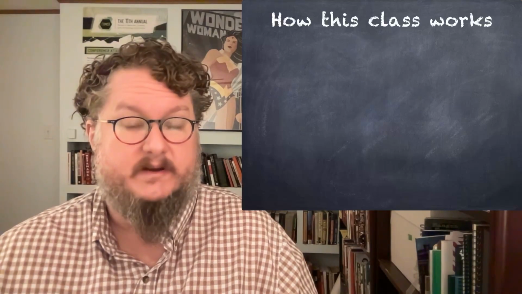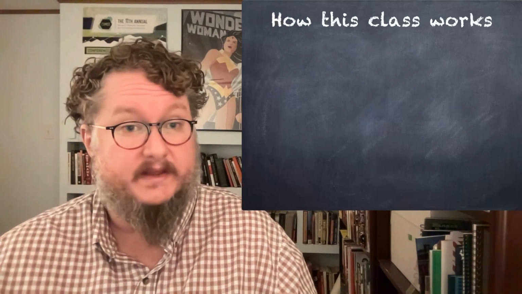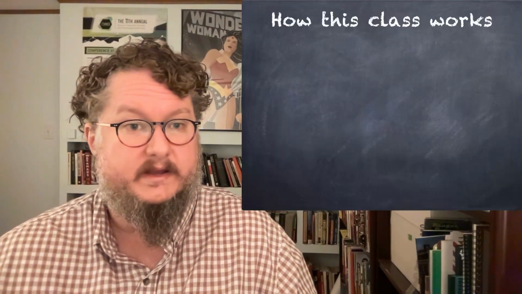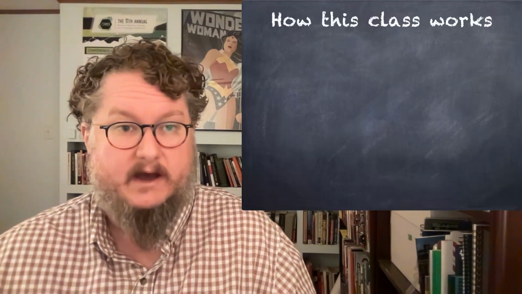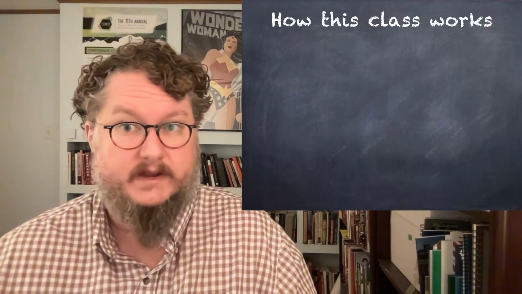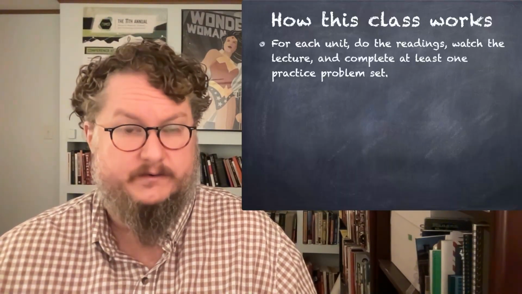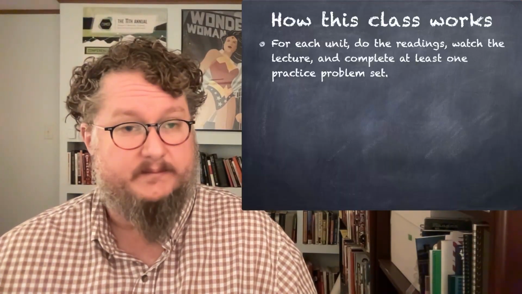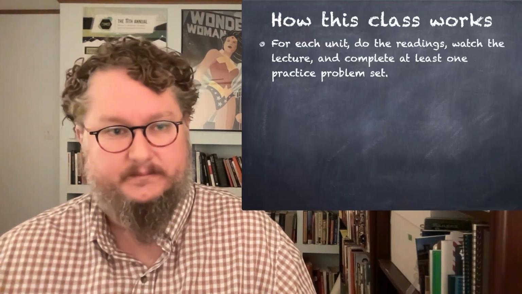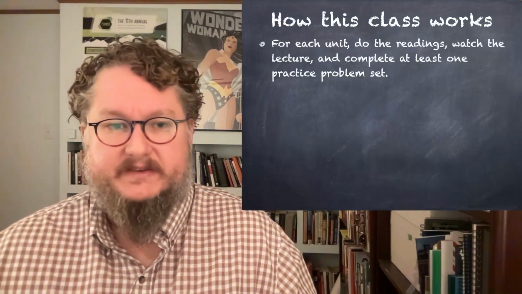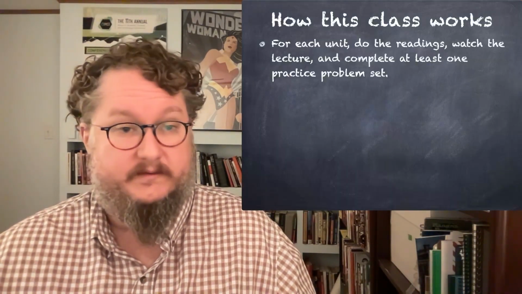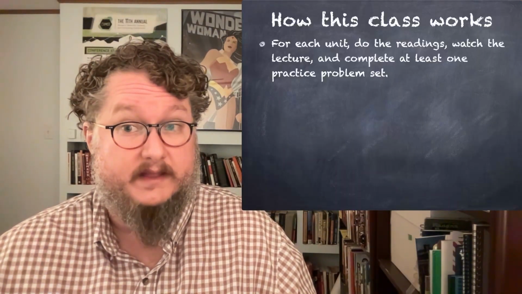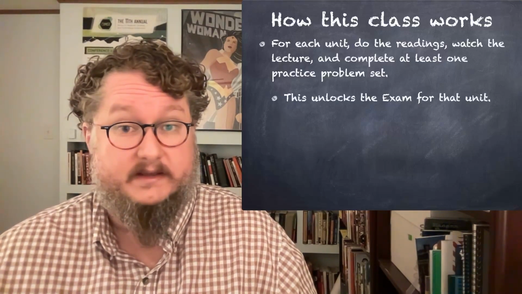To get more information about the learning outcomes, you should consult the syllabus, and you'll see both the learning outcomes that you'll achieve if you make your way through the course and how they are tied to each of the units. So for each unit, you need to do the readings, watch the video lecture like this one, and complete at least one practice problem set, with the exception of this unit 0, which has no practice problems. It's just the introduction. For this unit, just read the syllabus and watch this lecture, and that's what you do. And this will unlock the exam for that unit.